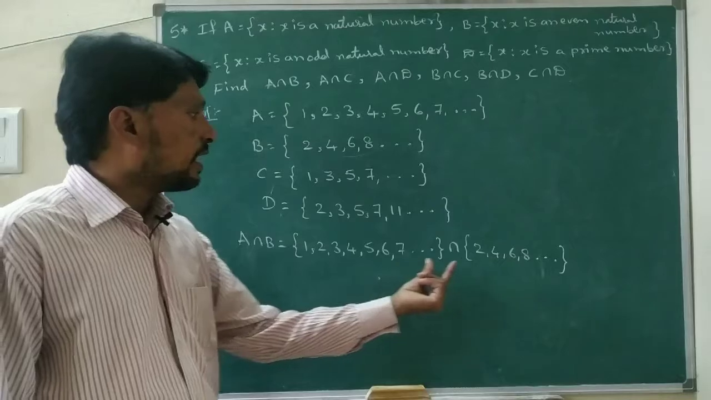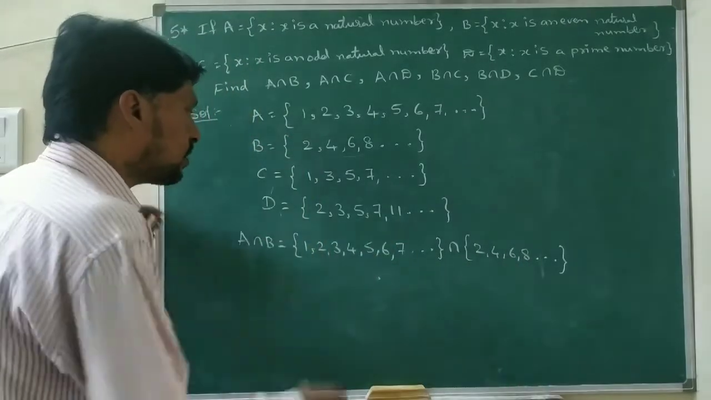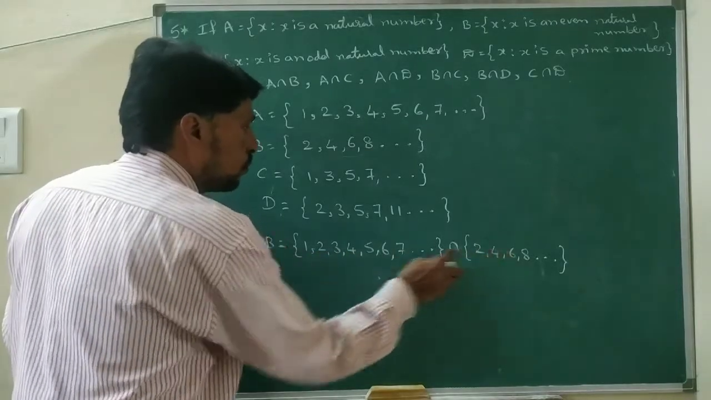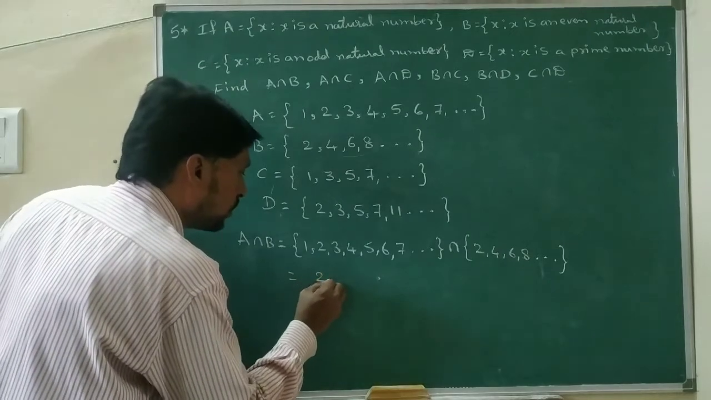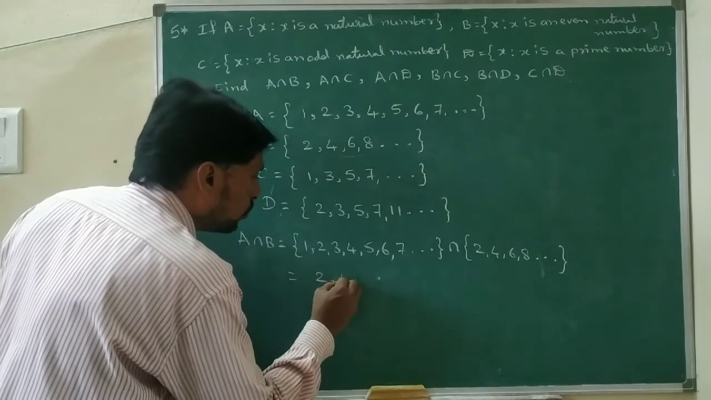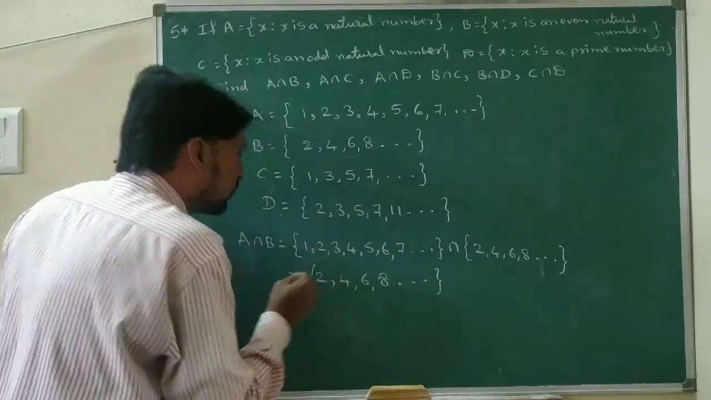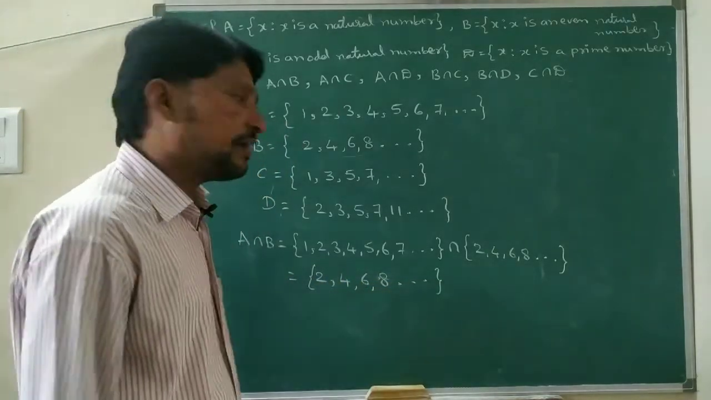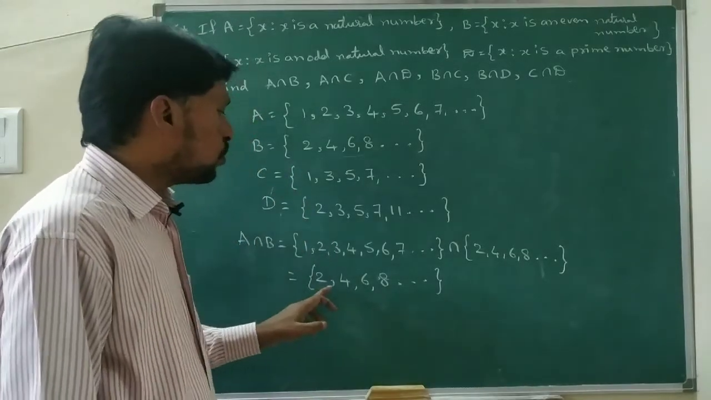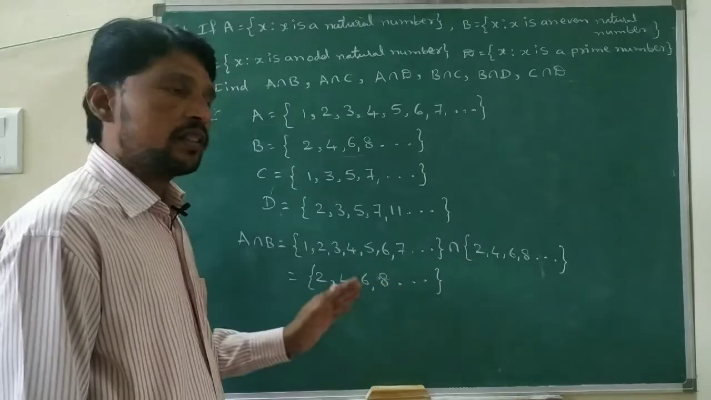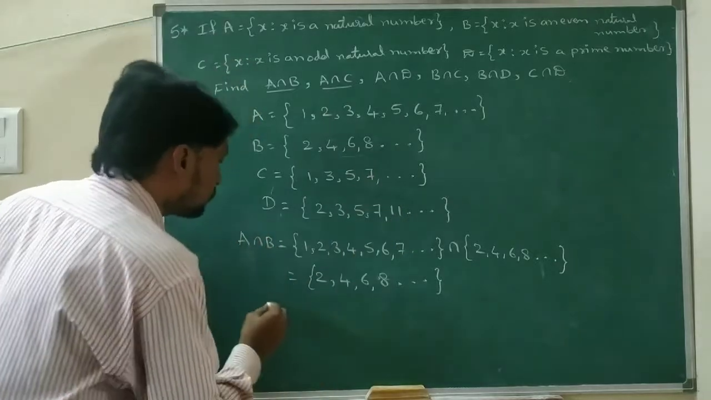So in the natural numbers and even natural numbers, what are the common elements? 2 and 2, 4 and 4, 6 and 6, 8 and 8, 10 and 10, like that. So what are the common elements? That we need to write: 2, 4, 6, 8, and so on. This is also an infinite set. A intersection B means we write the common elements, and those are 2, 4, 6, 8, and so on. This is completed.